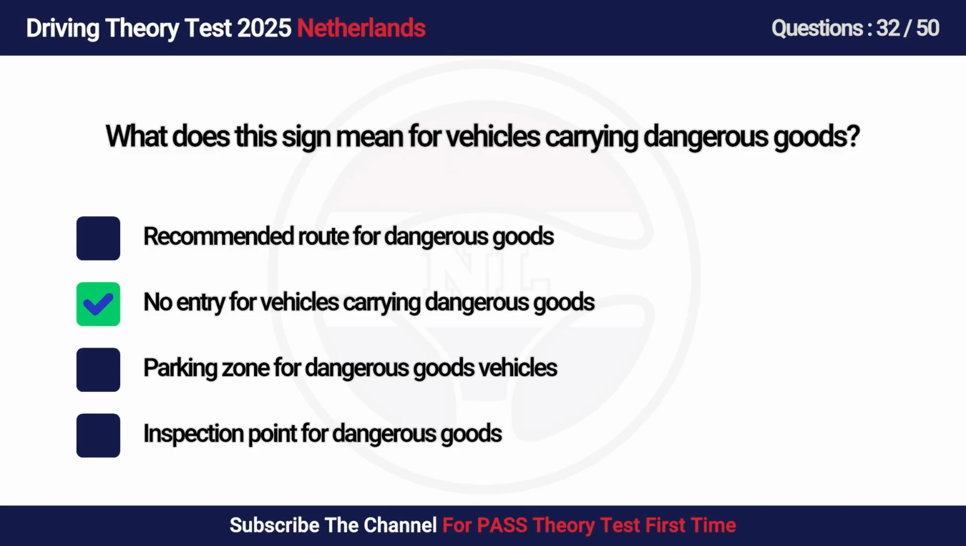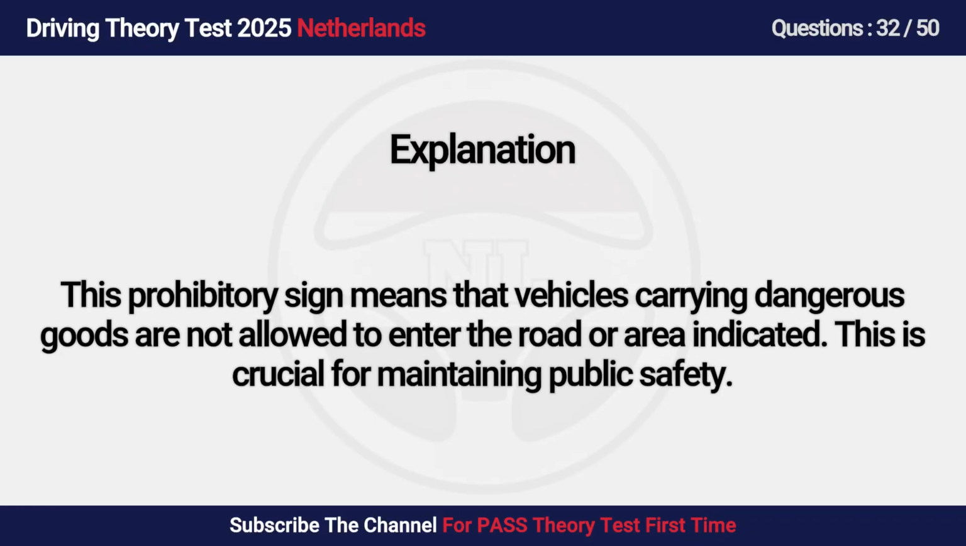Answer is B. No entry for vehicles carrying dangerous goods. This prohibitory sign means that vehicles carrying dangerous goods are not allowed to enter the road or area. This is crucial for maintaining public safety.